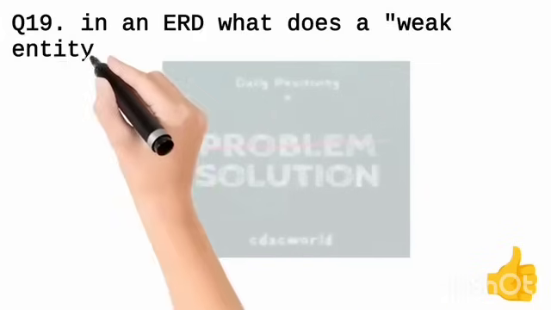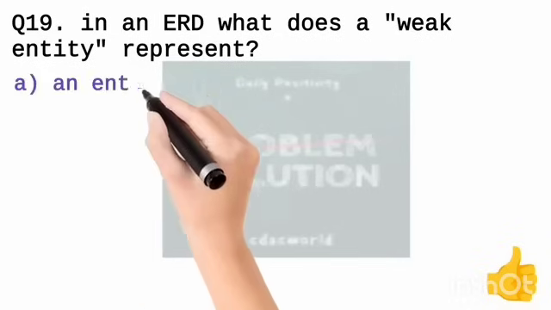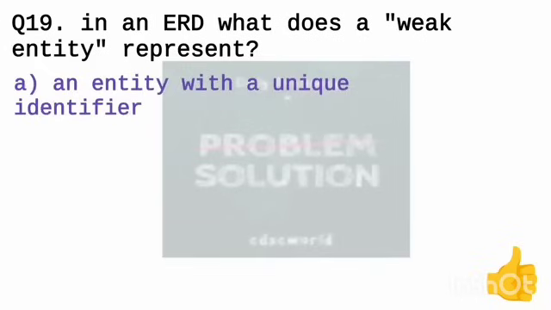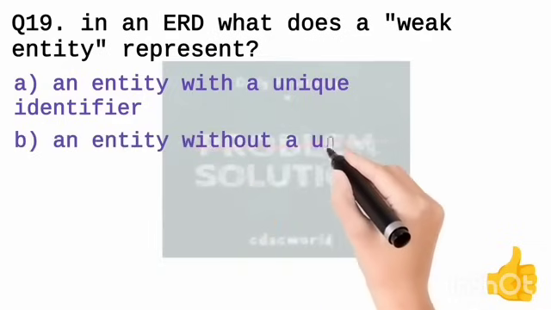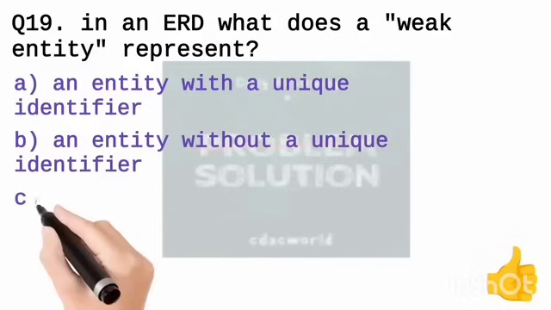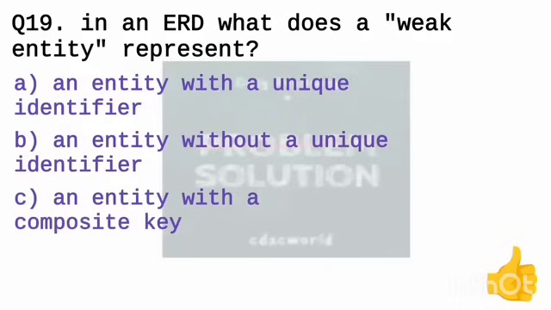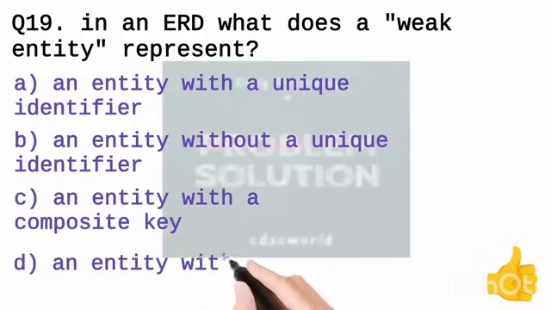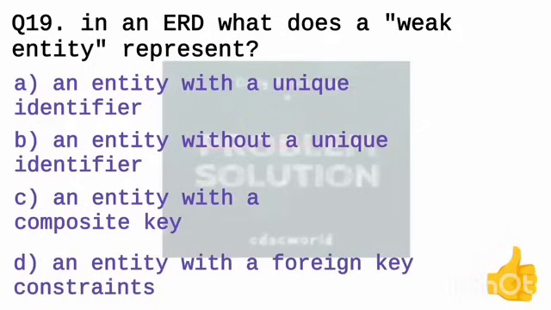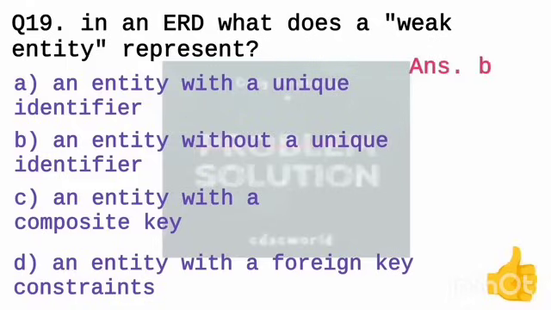Query number 19. In an ERD, what does a weak entity represent? Option A, an entity with a unique identifier. Option B, an entity without a unique identifier. Option C, an entity with a composite key. And option D, an entity with a foreign key constraint. And the answer is B, an entity without a unique identifier.